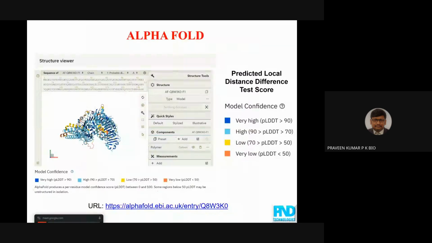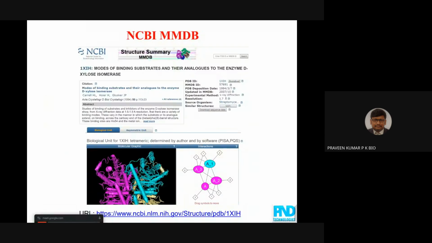Even the UK has this kind of an AlphaFold database where you can search the protein structures through the protein ID, that is, the PDB ID. A PDB ID is generally four-digit alphanumerical letters.